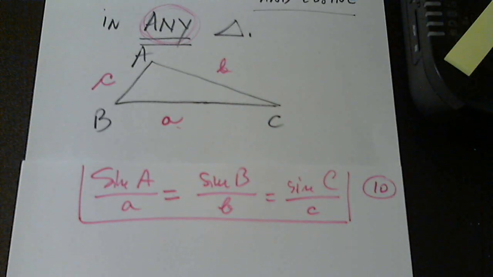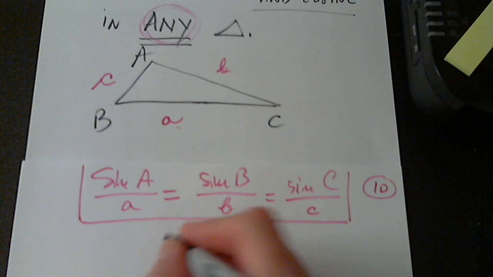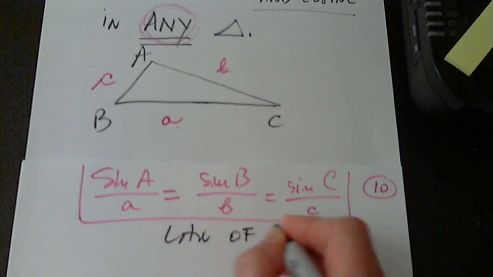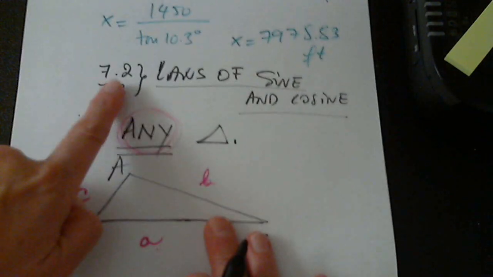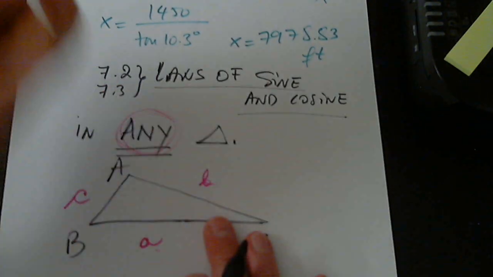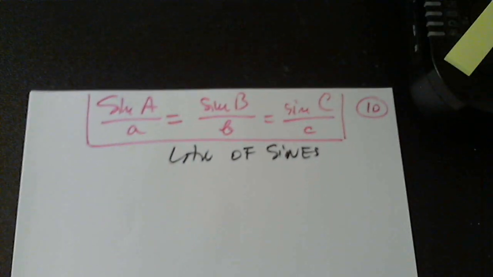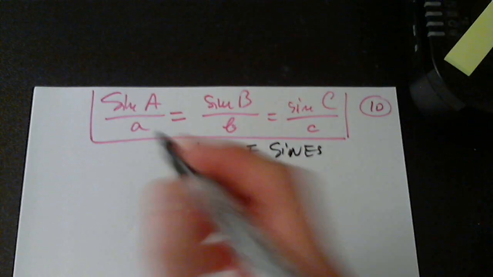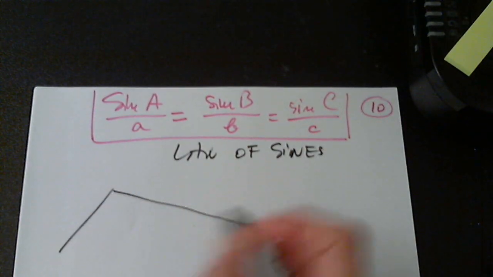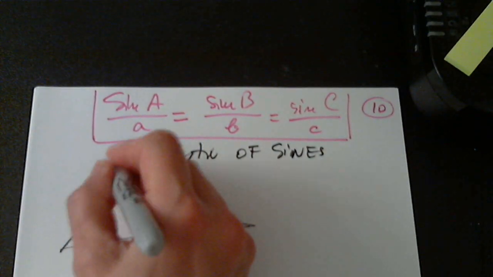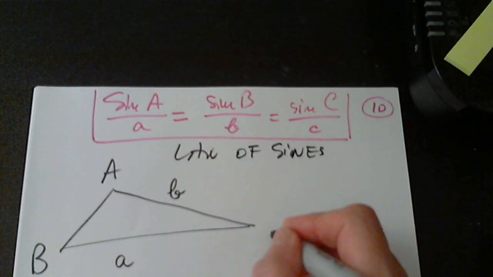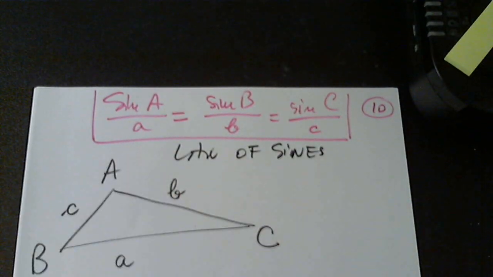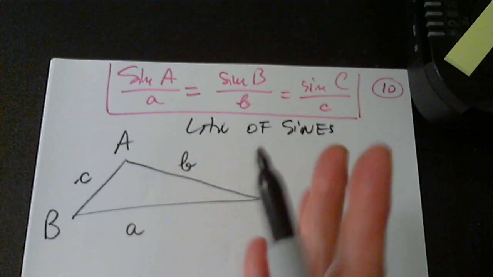What about law of cosines? So this is 7.2 and law of sines is 7.3. Law of cosines is 7.3, but I would like to present them together. So see, here's the law of cosines. I'm going to draw the triangle again. A opposite A, B opposite lowercase b, C opposite lowercase c. Same triangle, of course.